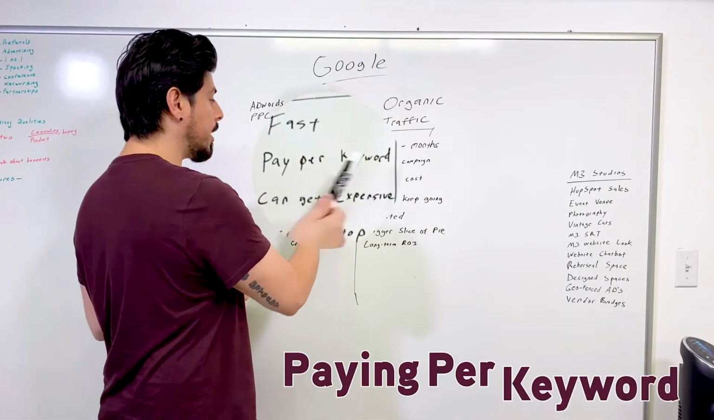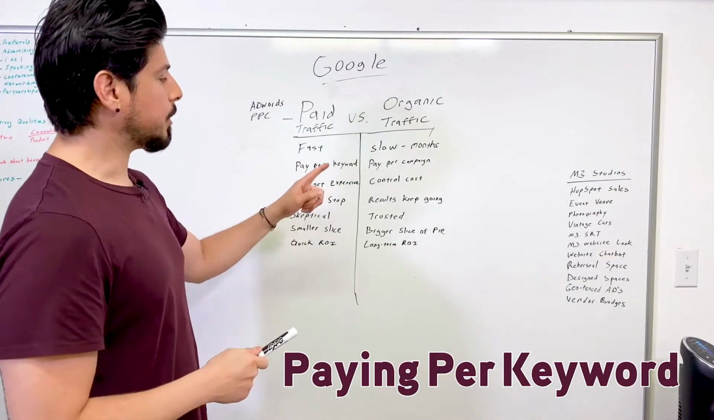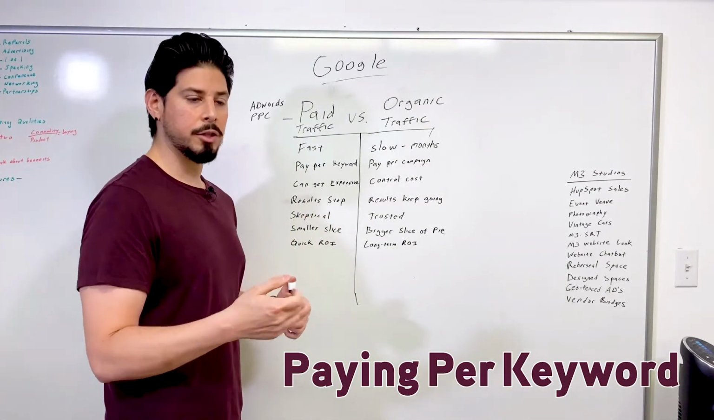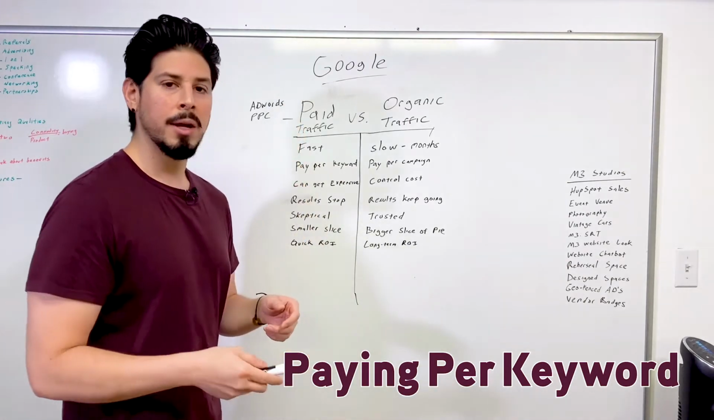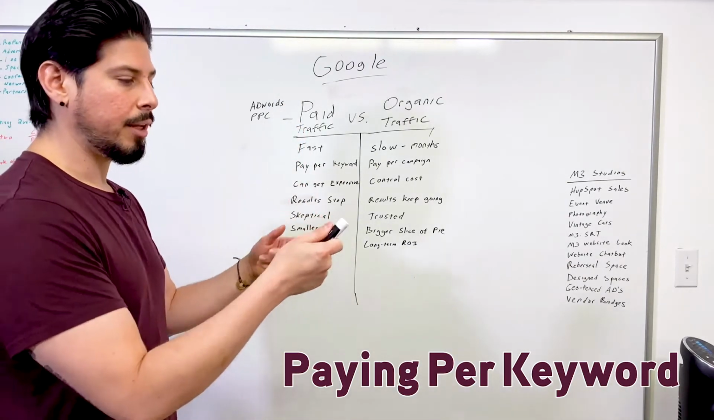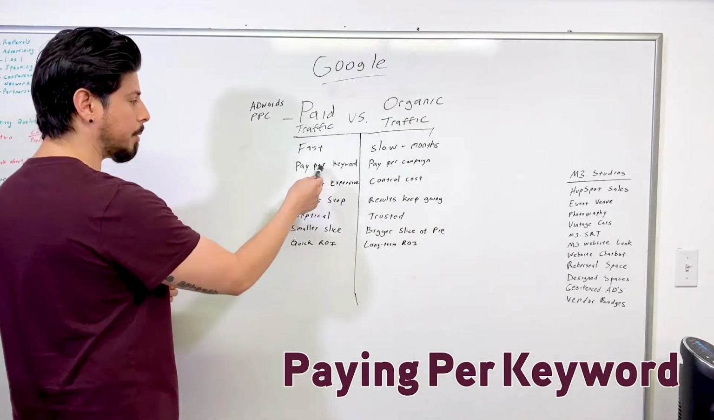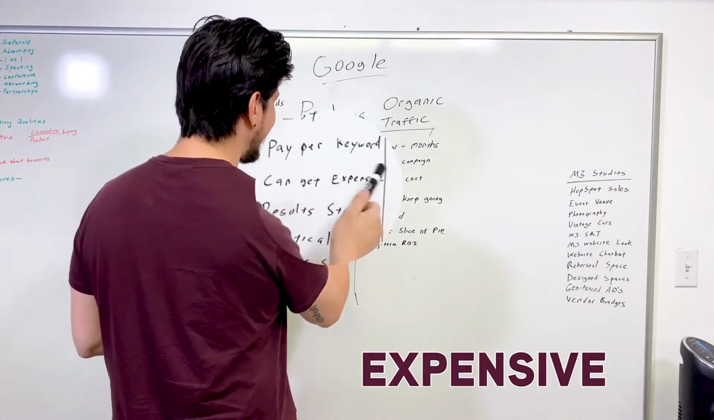You're paying per keyword. So each keyword or phrase that you want to show up for, you're actually bidding against other competitors. It's an open platform, a bidding platform, where you are bidding to come up for that specific keyword. Because of that, because you're paying per keyword, it can get expensive.